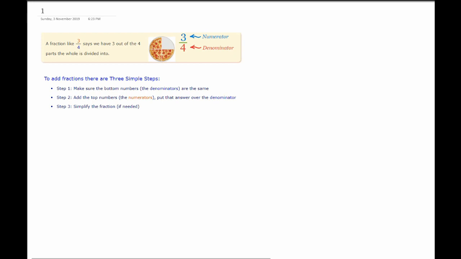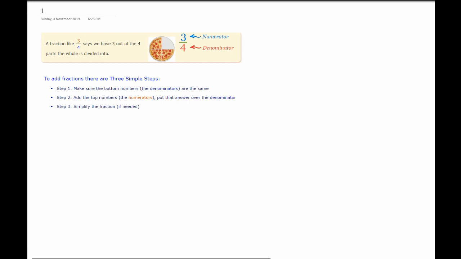So meron tayong in-expect na apat na pizza dito. Pero dahil tatlo lang ang meron tayo, then it is represented as 3 out of 4 or 3/4. So sa isang fraction, yung nasa ibabaw na number, yun yung part na meron ka, which is yung numerator. And then yung number sa ilalim, which is yung 4, yun dapat yung bilang ng pizza as a whole.